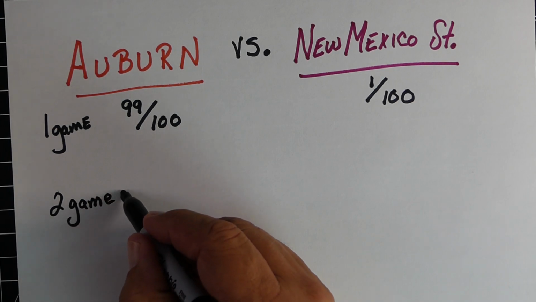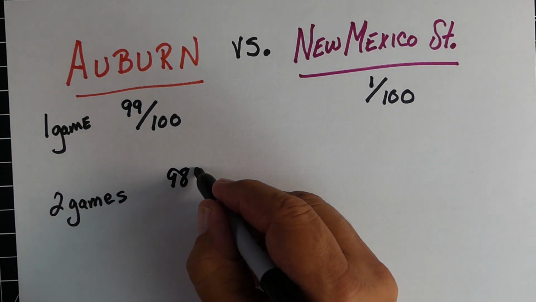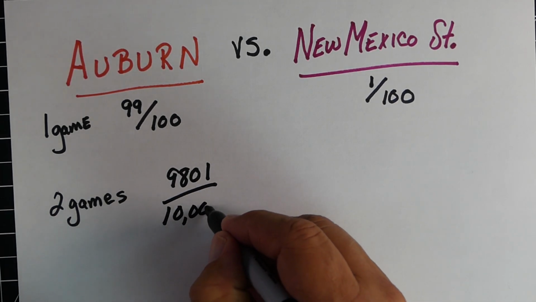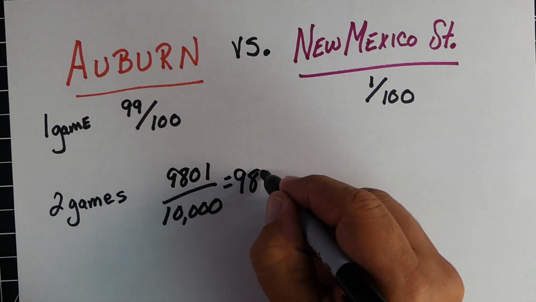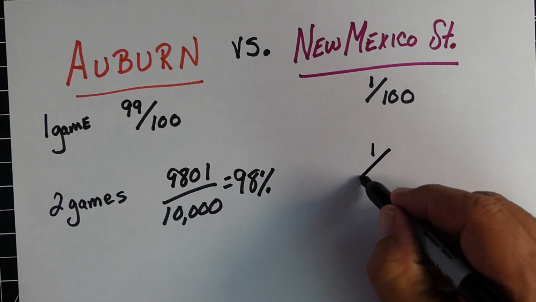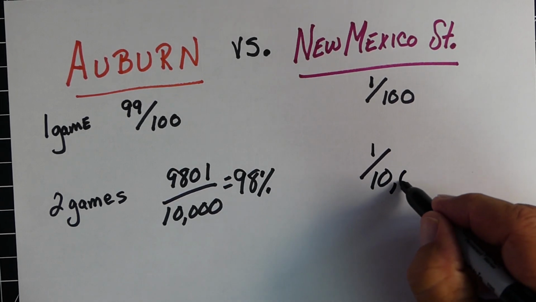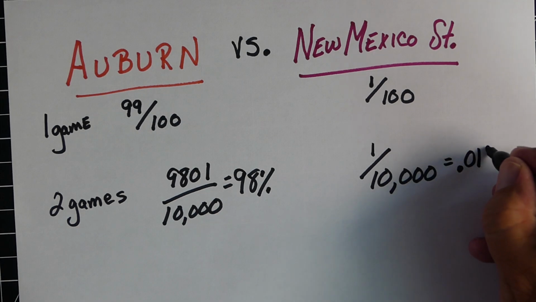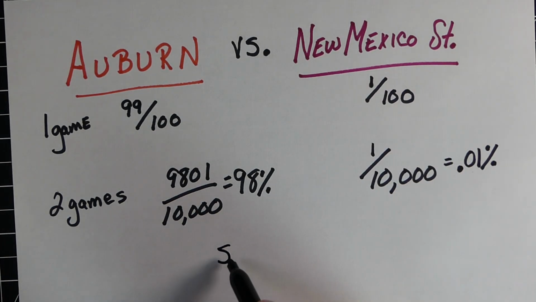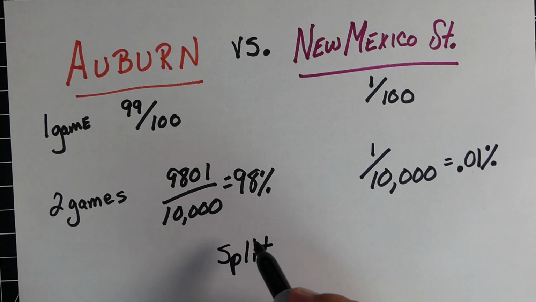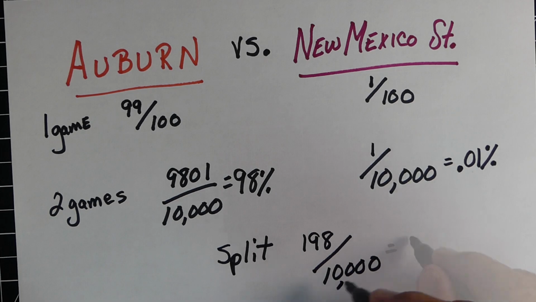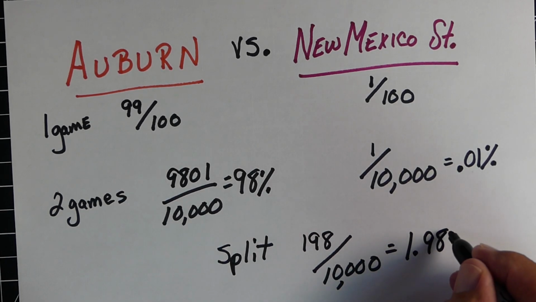So if they were to play 2 games, we would expect Auburn to win 9,801 times out of every 10,000 games, which would be a winning percentage of just over 98%. New Mexico State, on the other hand, we would only expect them to win twice 1 out of every 10,000 games. That would be like a 0.01%, not 1%, 0.01%. And the probability that these two teams would split out of every 10,000 games, 198 times, both teams would win a game. And that would come out to almost 2% of the time that you would get a split.